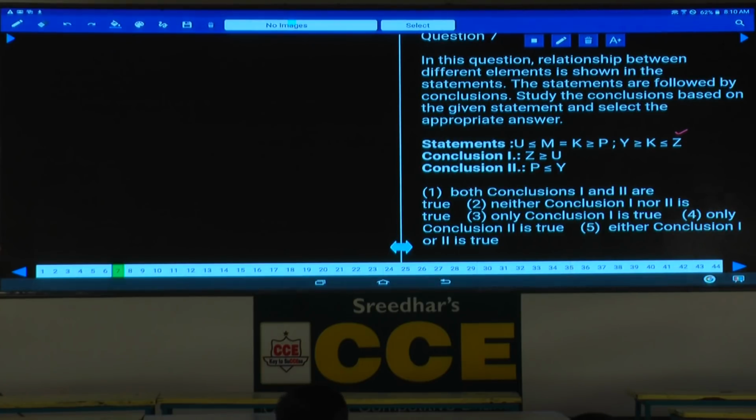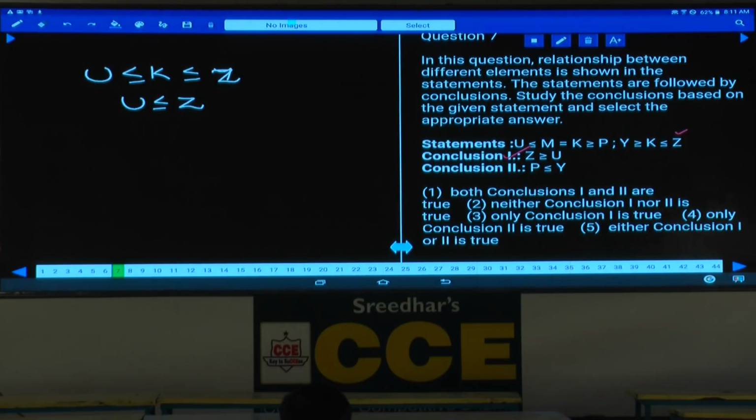Now the relation between U and K can be written as U lesser than or equals to K, and the next one, Z and K, K lesser than or equals to Z. Now U lesser than or equals to K, K lesser than or equals to Z. Hence, U lesser than or equals to Z is definitely true. Z greater than or equals to U is also true. Hence, what is the answer here? Conclusion 1 definitely follows.